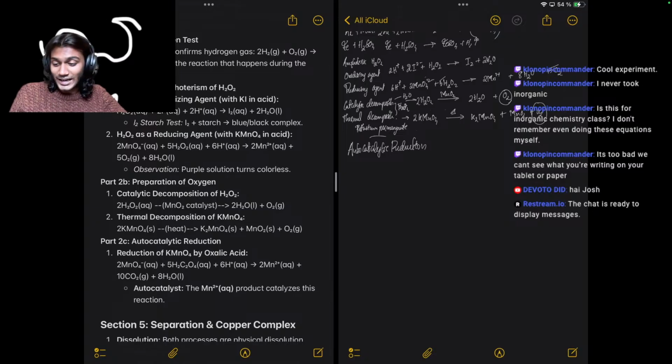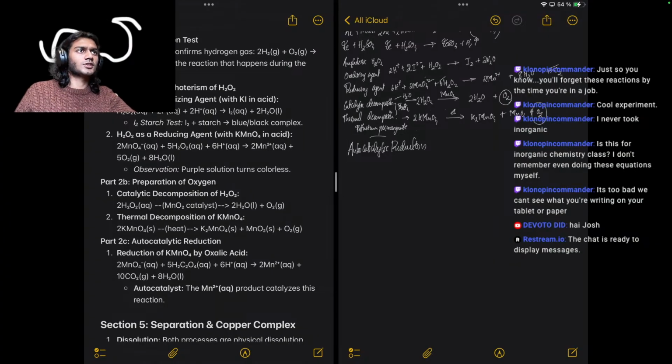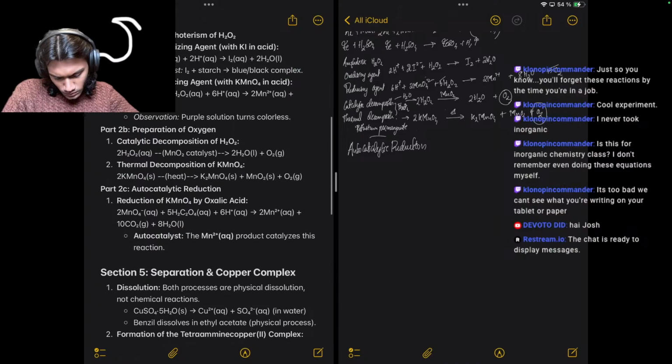Yeah, it was cool, but when I was in the lab, I was pretty slow, and I rushed the whole experiment, the wooden stick into the test tube part. But yeah, it was cool. At least it was cool to see how these reactions happen in the real world. Reduction of KMnO4 by oxalic acid.